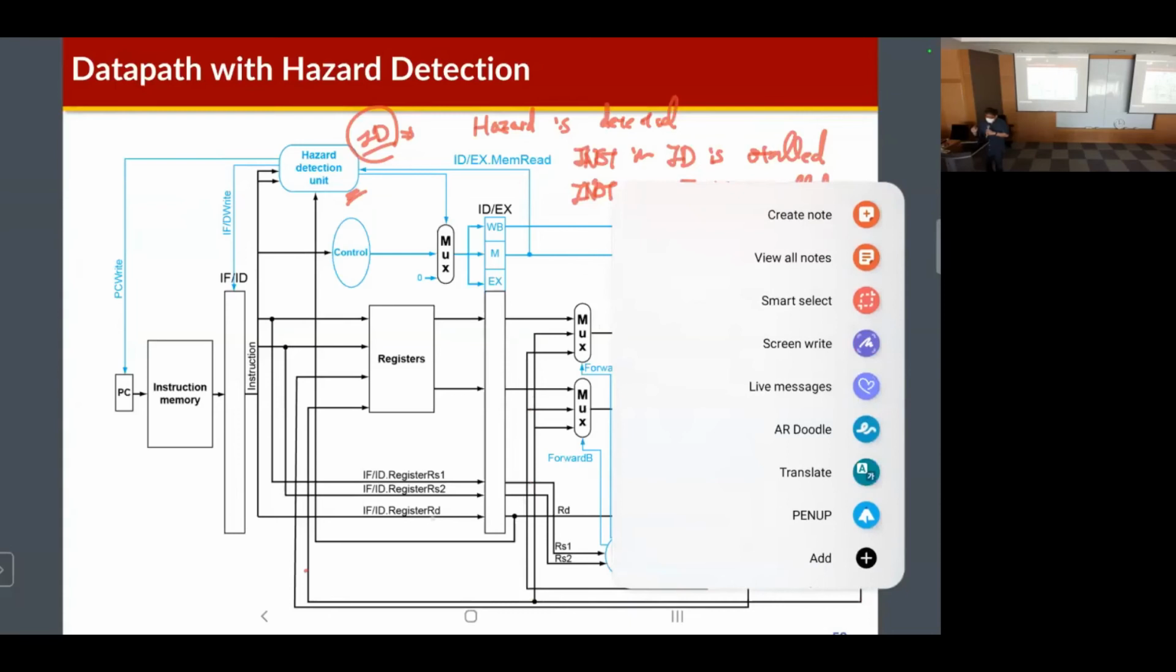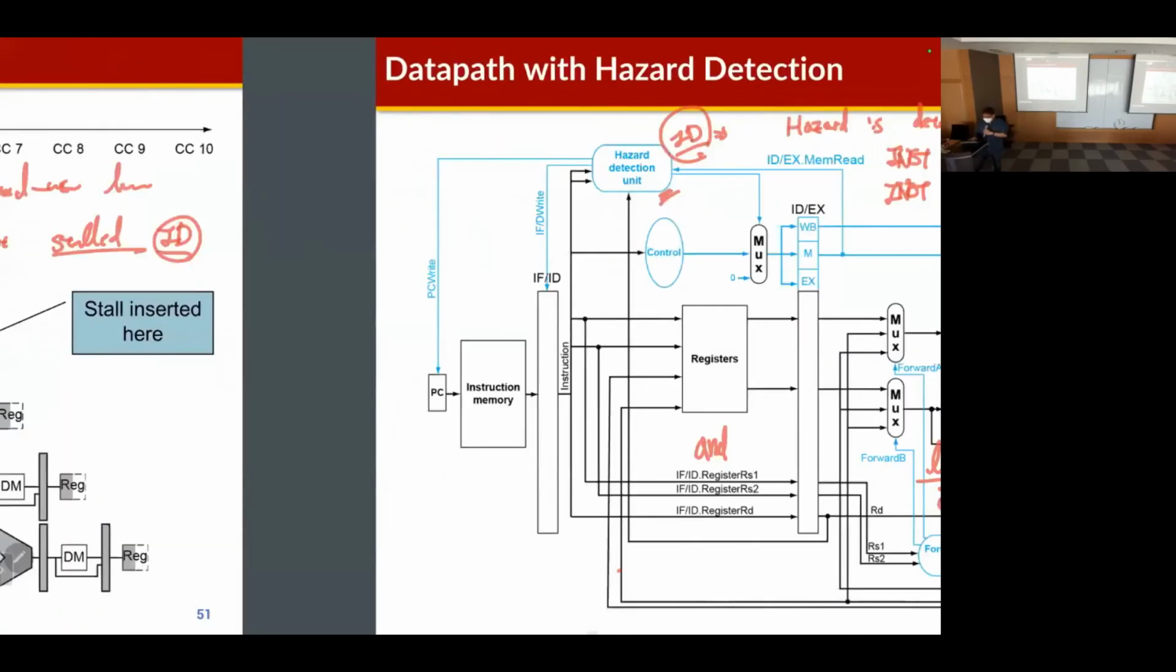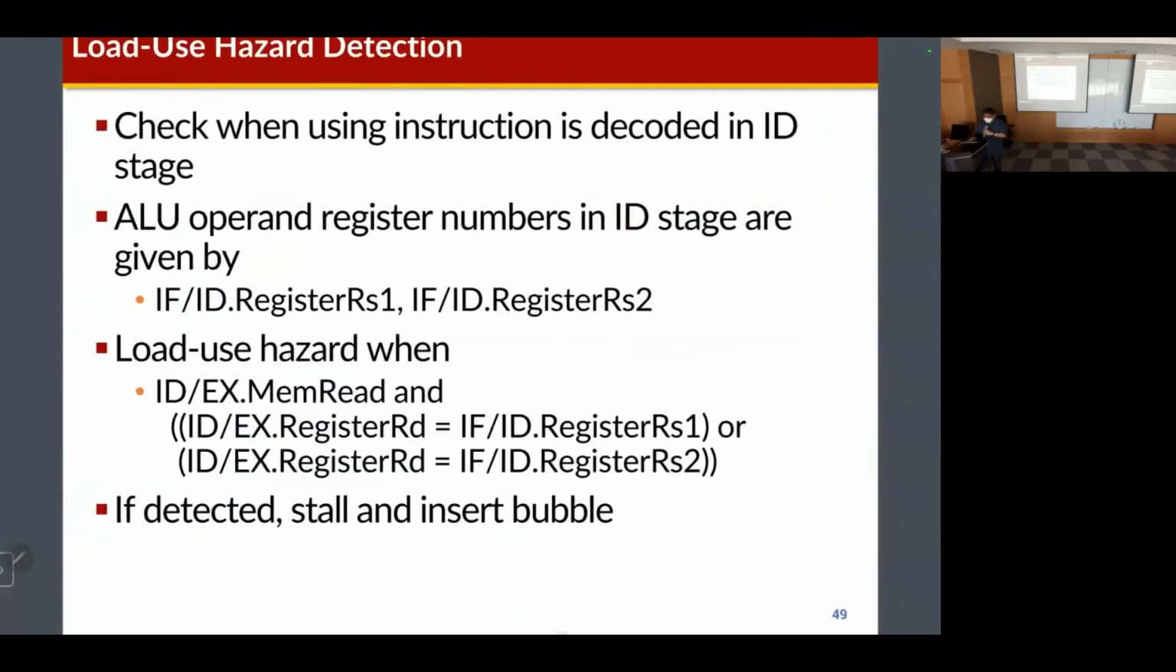So I will explain that when the AND instruction is here, there's a sub instruction, and then the load instruction is in the EX stage, then we need to check the data hazard in the ID stage. How can we check the data hazard? It's very similar to the data forwarding unit.